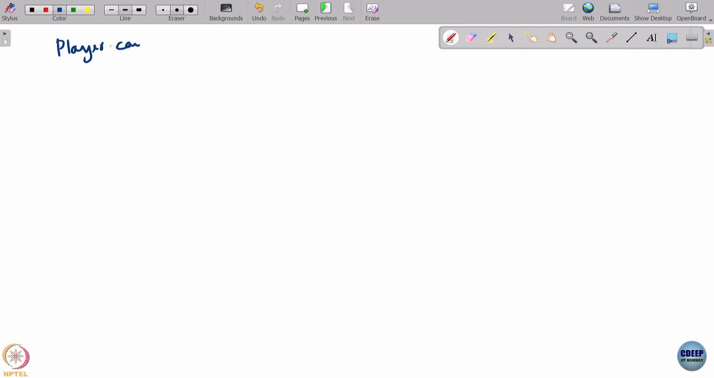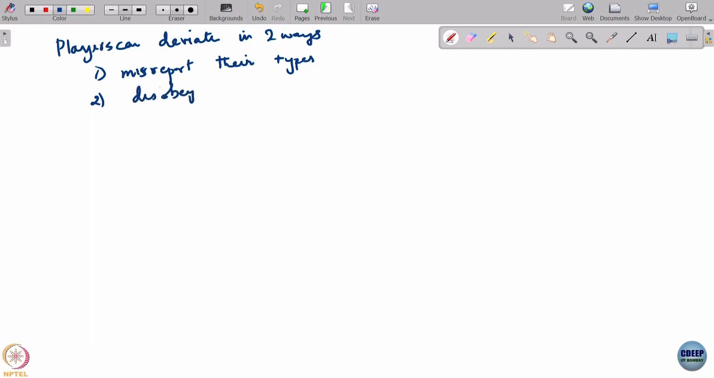So players can deviate from this plan in two ways. One is misreport their types, and two, they can disobey recommendations. Right? So, let us once again follow the same sort of template of analysis, and this was pioneered by Myerson. It is really incredible how nicely this whole thing falls in place.